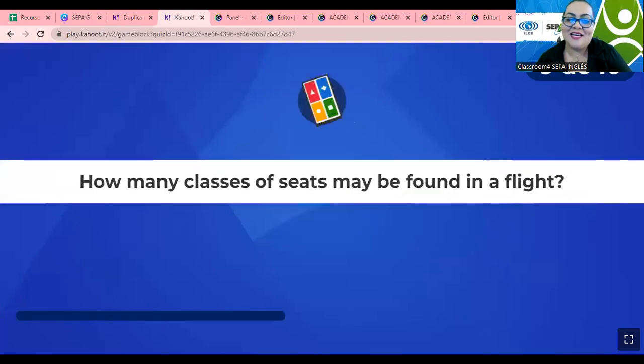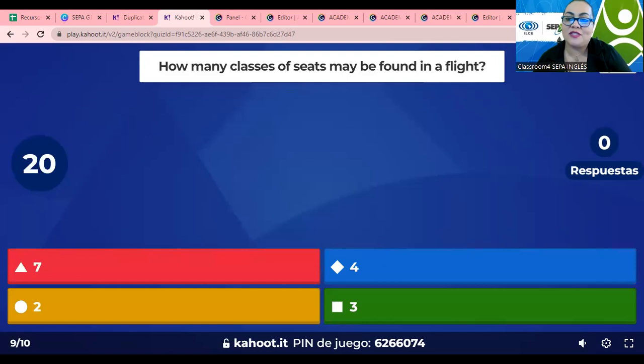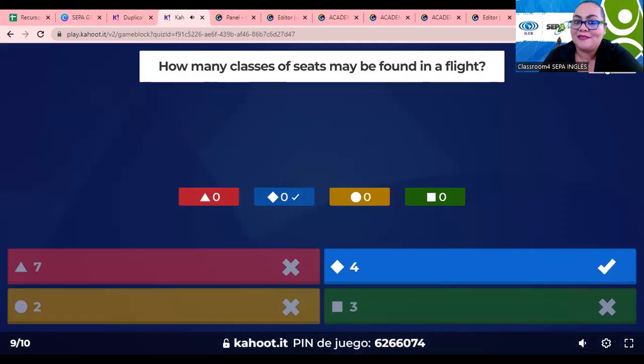How many classes of seats may be found in a flight? Do you remember in the interactive image we found the different seats, and I repeated it two or three times more or less? Seven, two, four, or three. Do you remember how many classes of seats? Yes, four classes.